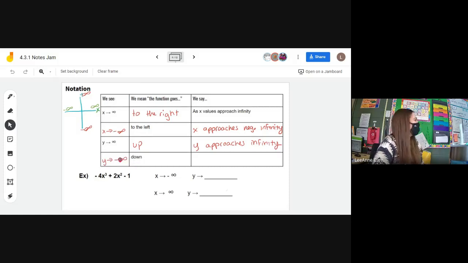And if you're having a hard time writing infinity signs, sometimes I do as well, as you can tell, turn your paper, write an 8, turn it back. And this time we would say y approaches negative infinity.